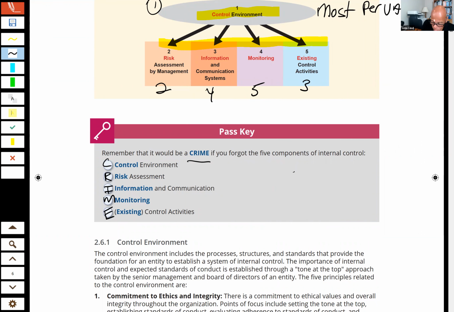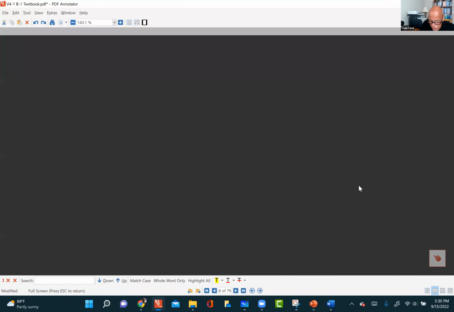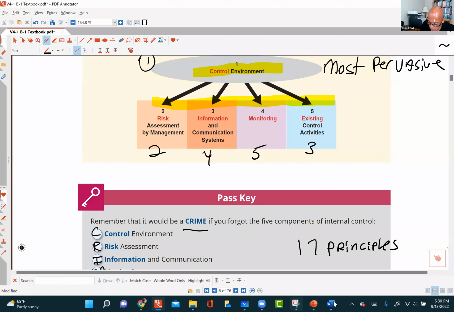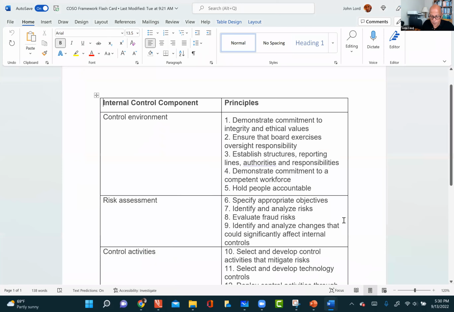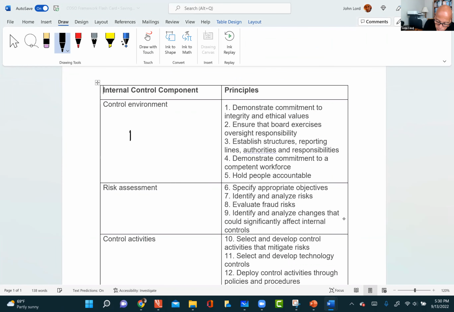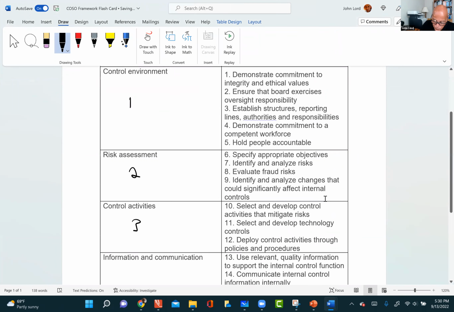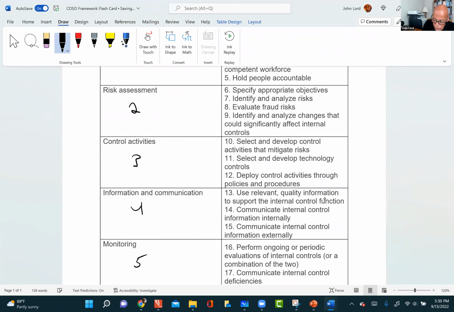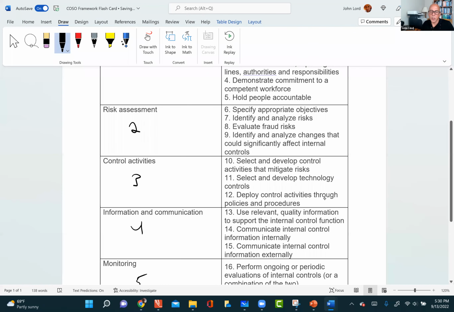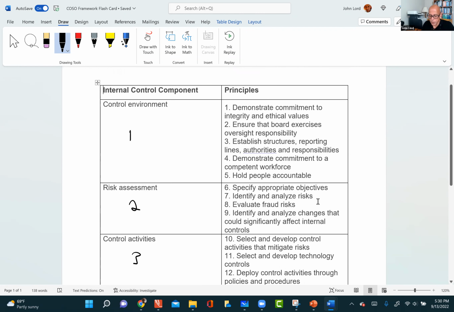Five components, and then we have 17 principles. Now, as I showed you a second ago in e-learning, I went ahead and put up a flashcard that calls out the five components, right? There they are, 1, 2, 3, 4, 5. These are in the correct order. And then the 17 principles that constitute those five components. And we're going to talk about these.